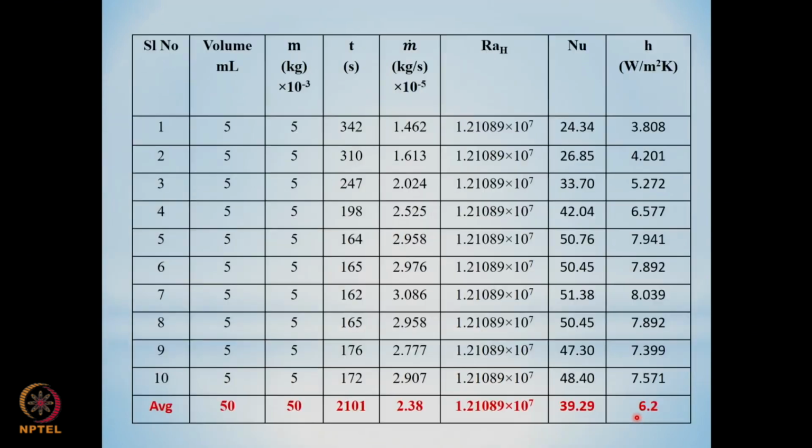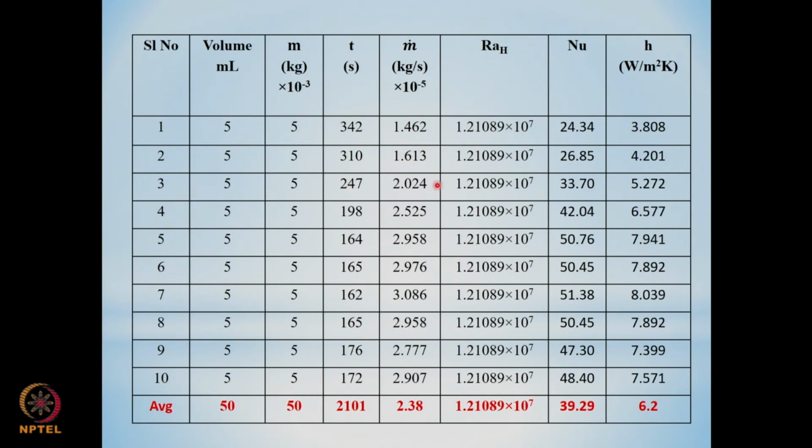So this is the volume you have measured in this slide. If you see this slide, you can see the volume measured, 5 ml. Mass would be kg, so ml gets converted into kg by multiplying by 10 to the power of minus 3, and it has taken 342 seconds. So the mass flow rate is 1.462 into 10 to the power of minus 5 kg per second.